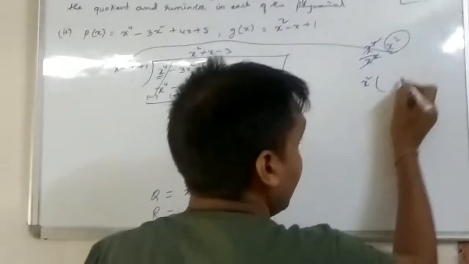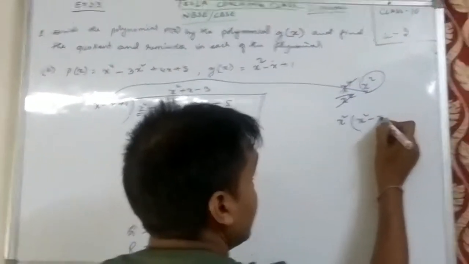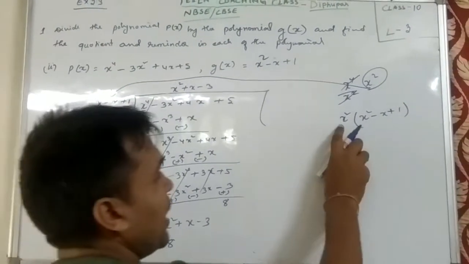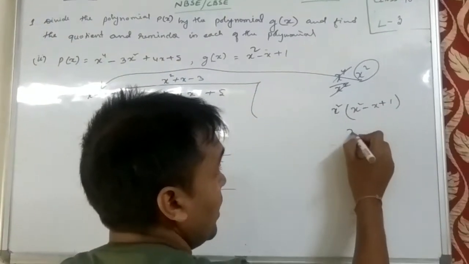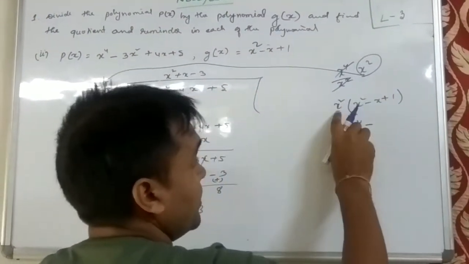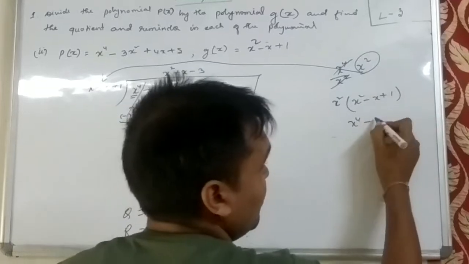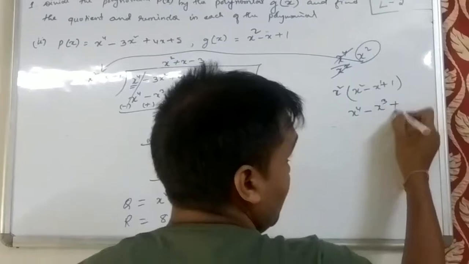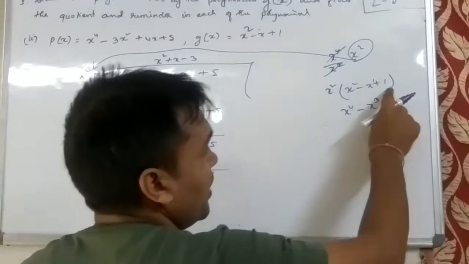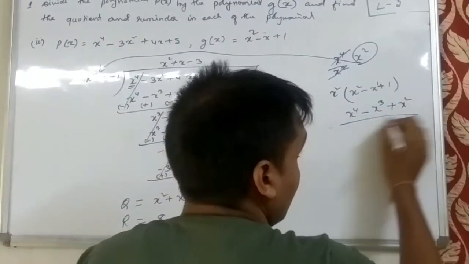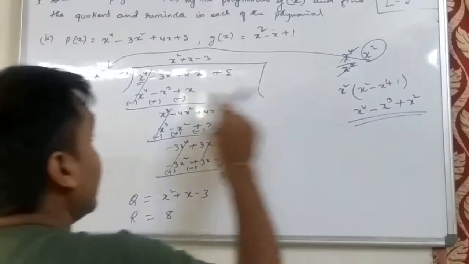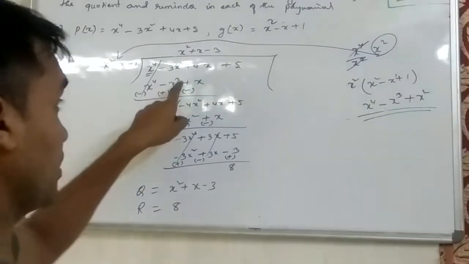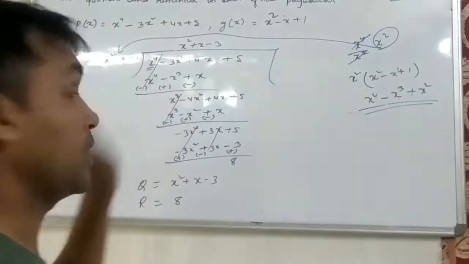So x square, and our divisor is x square minus x plus 1. So you have to multiply the whole thing with this. When we multiply x square into x square, we get x to the power 4, minus x square into x. Here the power is 1, 2 plus 1 is 3, so x to the power 3, and x square into 1 will be x square. So this term we are writing here. We have written x to the power 4 minus x to the power 3 plus x square, whatever we got, we have written it here.